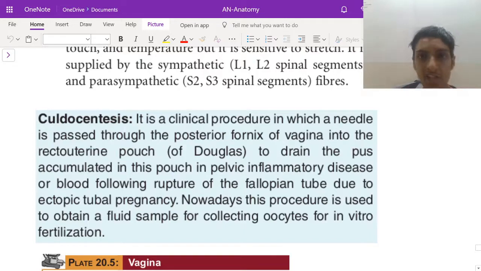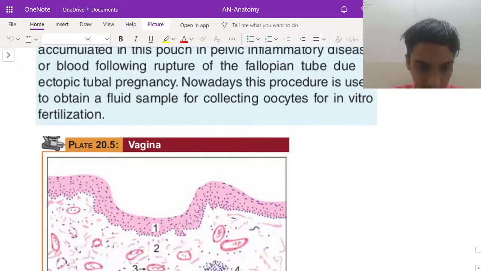And now culdocentesis is a very important procedure in applied anatomy. It is a procedure where the needle is inserted through the vagina into the rectouterine pouch of Douglas for pus drainage. Just like we do myringotomy. In myringotomy, we take the otoscope inside the middle ear and remove the pus. Like that culdocentesis is. We are just comparing a similarity.